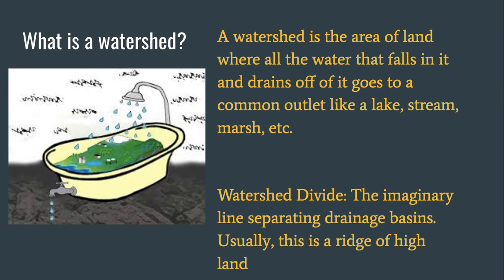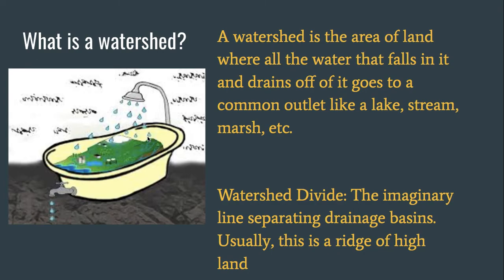So our second question, a watershed is like a bathtub. So we have this diagram over here. A bathtub is like a watershed because all the water that falls within the sides of the bathtub all drains to one spot. In this case, it would be this little drain right here.